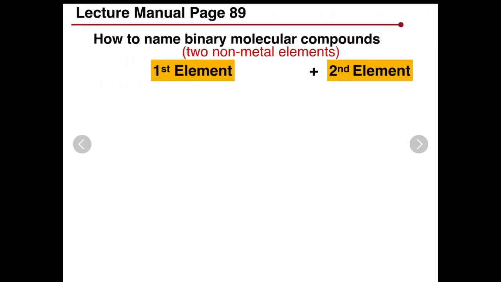Okay, and again, the number of each of these elements needs to be specified, because we need to know how many of them are within the compound, right? It's not the same as the ionic compound, because the ionic compound is composed of cation and anion.